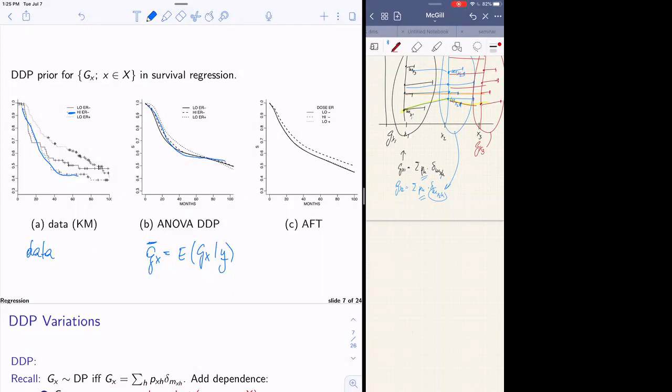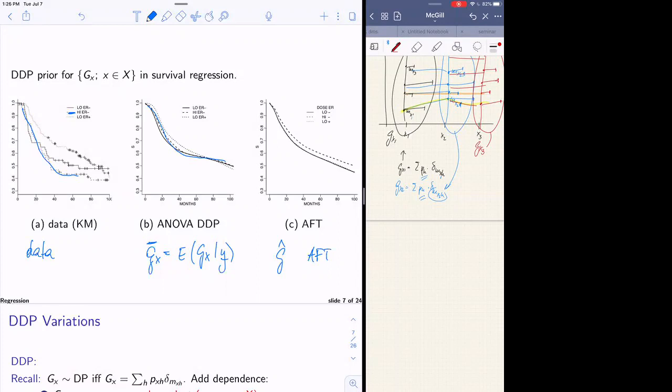And here on the right side, you see the G hat using a parametric model, something known as the accelerated failure time model. You can see that the parametric model fails to capture some of the features of the data. Maybe it's not as dramatic as it seems to my biased eye, but just to demonstrate, it allows quite flexible inference.